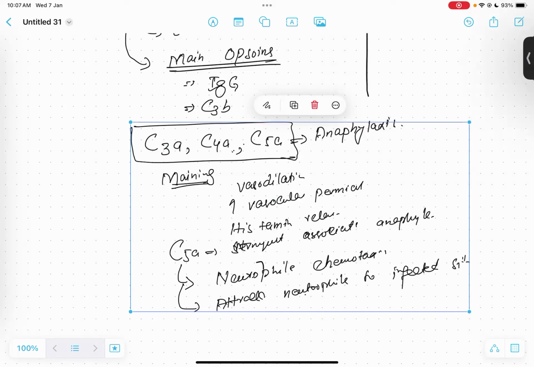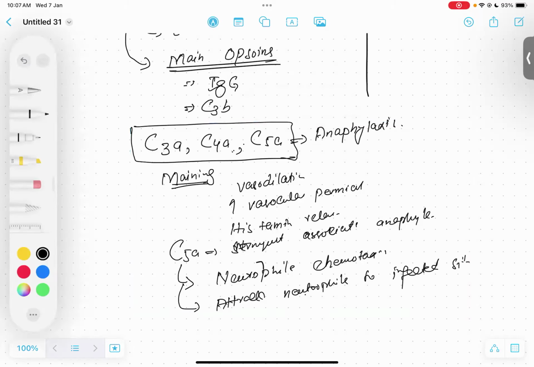So actually there are three main functions of the complement system. The first function is generalized: the complement system will lead to inflammation. The second, the most important and specific function, is opsonization. The main opsonins are C3b and IgG. And the third, the most important, is formation of MAC, and this MAC will lead to formation of pores inside the foreign particles, and it will lead to lysis of the particles.